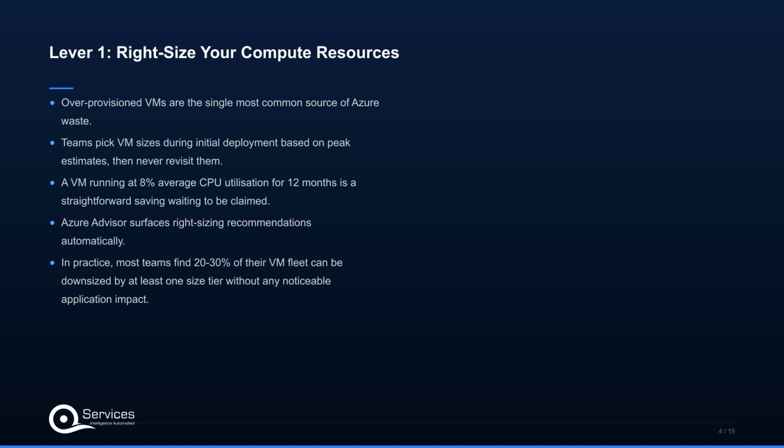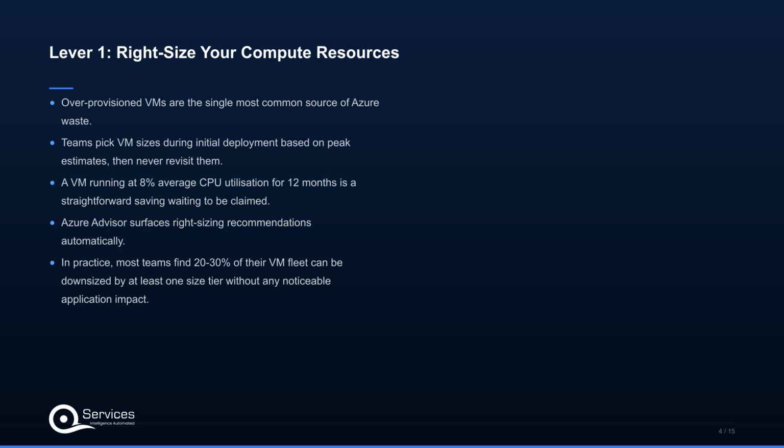Azure Advisor surfaces right-sizing recommendations automatically. For any VM with less than 5% average CPU and low network activity over 14 days, Advisor recommends a smaller SKU and estimates the monthly saving directly in the portal. In practice, most teams find 20 to 30% of their VM fleet can be downsized by at least one size tier without any noticeable application impact.